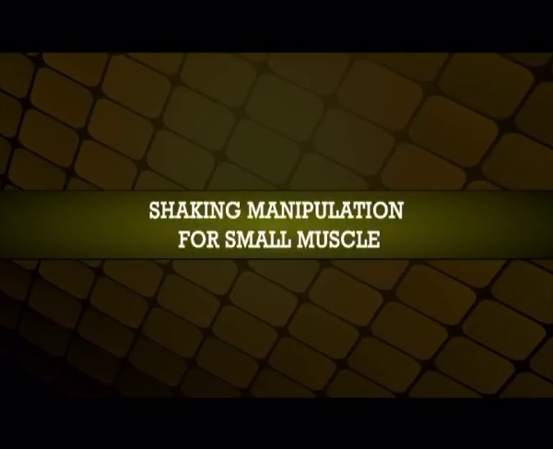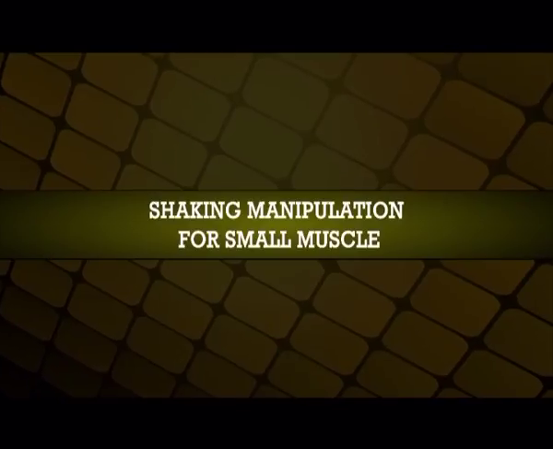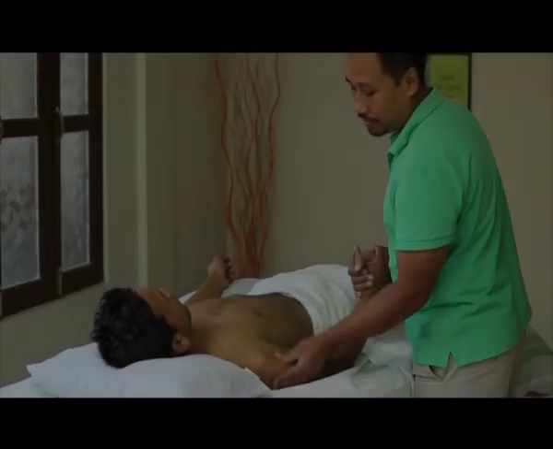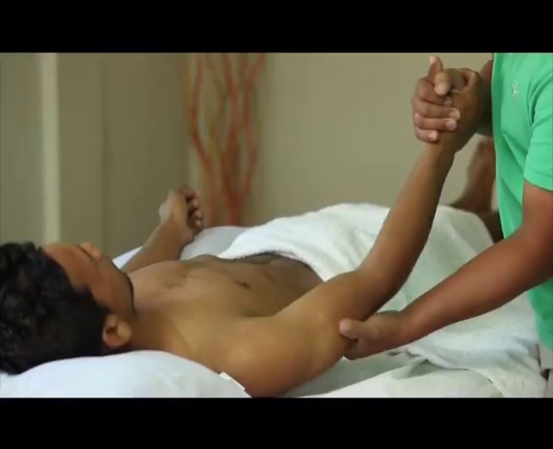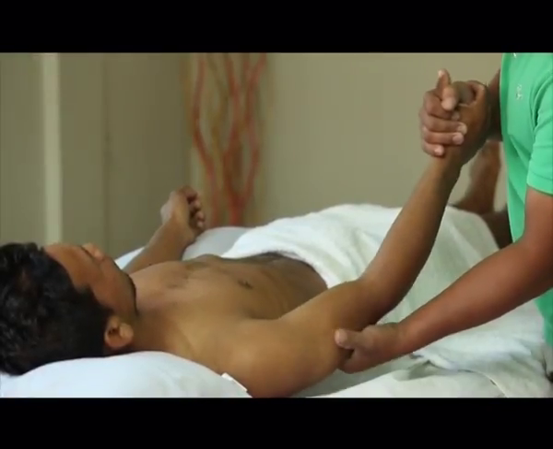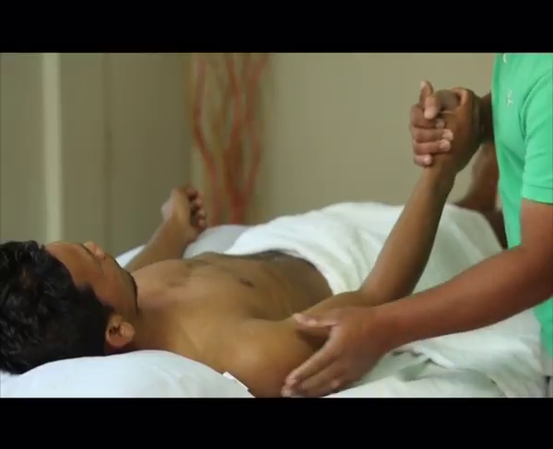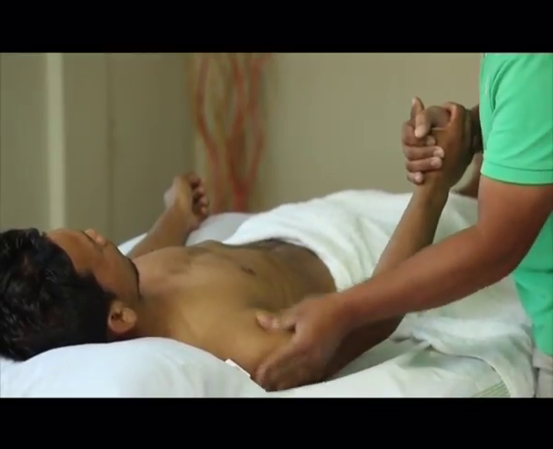Next comes the shaking manipulation for small muscles. The tip of the thumb should be placed on one side, and an appropriate number of fingertips placed on the other side of the muscle belly, and shaking movement performed.